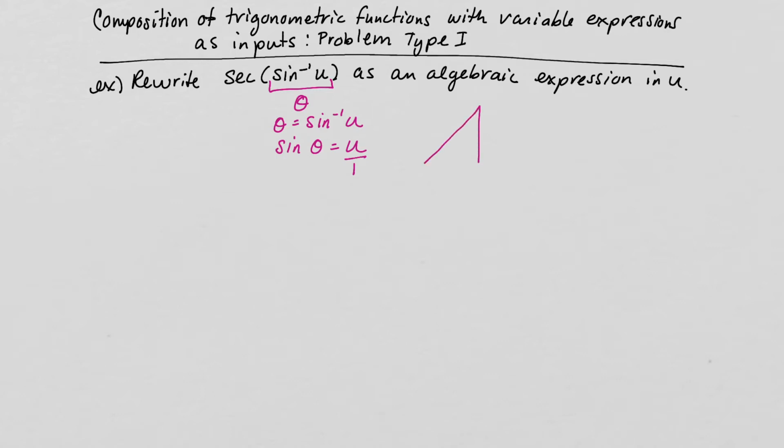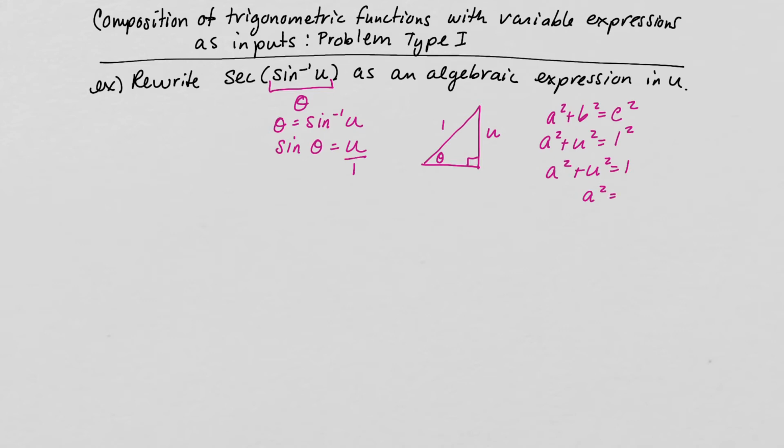And now I'm going to draw a generic triangle because I don't have any information about what quadrant or anything like that, since it's all in terms of variables. So we can just draw a generic triangle. And the sine is the opposite u over the hypotenuse 1. And then I have to use Pythagorean theorem to find the missing side. So a squared plus b squared equals c squared. So a squared plus u squared equals 1 squared. So a squared plus u squared equals 1.